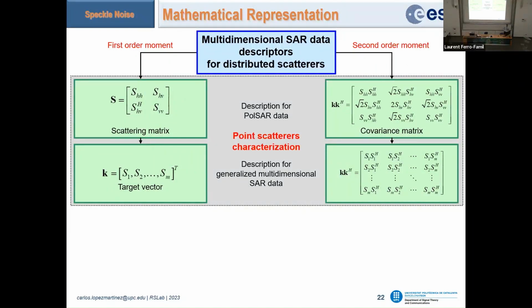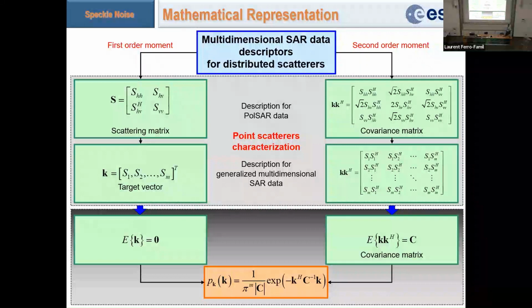So for point targets, for deterministic targets, these guys here contain all the necessary information to characterize the target. When there is no speckle, we can extract information from a single pixel. Where do we have this type of targets? In the case of corner reflectors, in the case of urban areas where you have strong canonical scattering mechanisms.